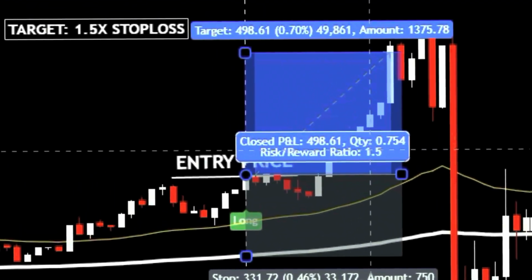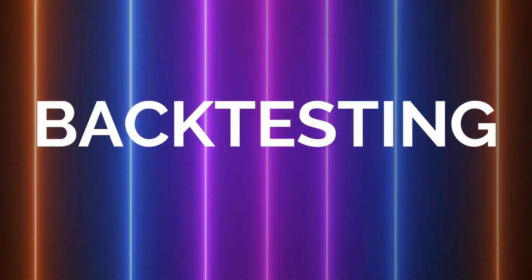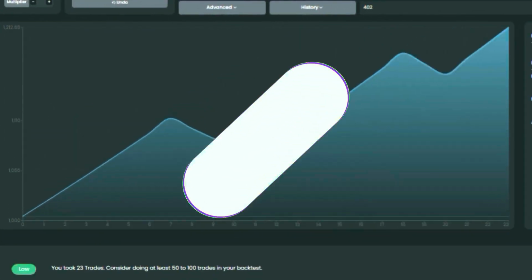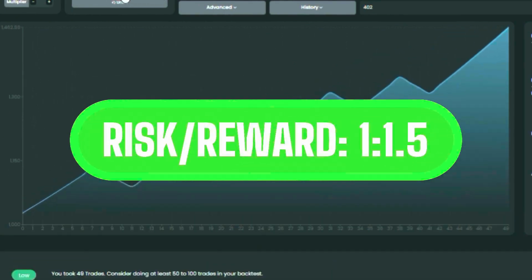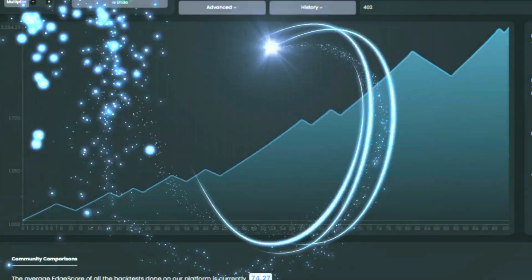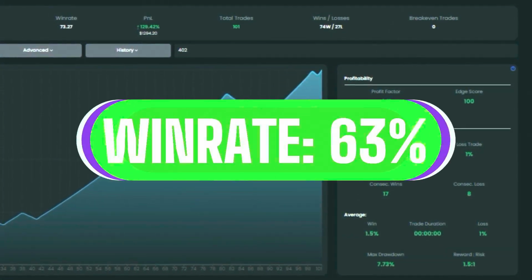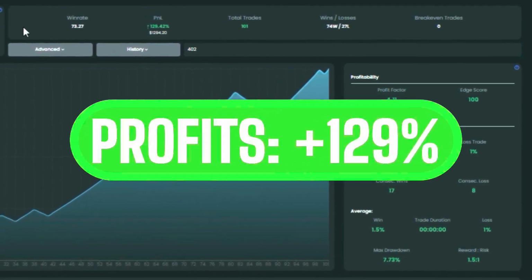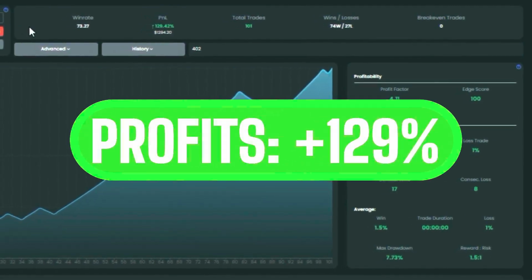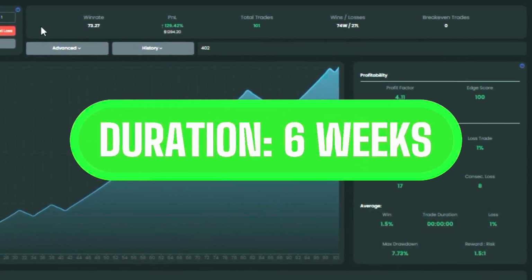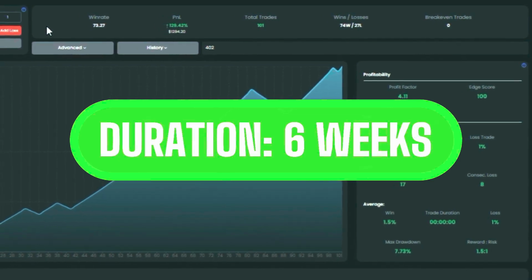Alright, let's dive into the exciting backtesting results. We've tested this strategy on the Bitcoin chart with a 5-minute time frame using a risk-reward ratio of 1 to 1.5. The outcomes were truly impressive. Out of 100 trades, we achieved a remarkable 73% win rate. Our total profit skyrocketed to an outstanding 129%. The backtesting period spanned 6 weeks, allowing us to truly assess the strategy's effectiveness.